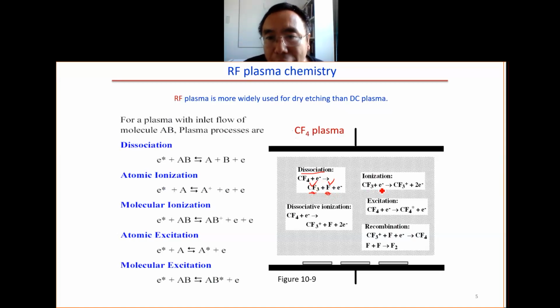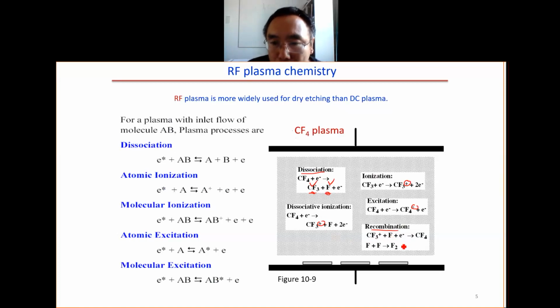So this is the ionization. It creates some ions. This one is the dissociative ionization, the combination of the two, dissociation and ionization. This is excitation to a higher energy state. This is the recombination, the reverse process.